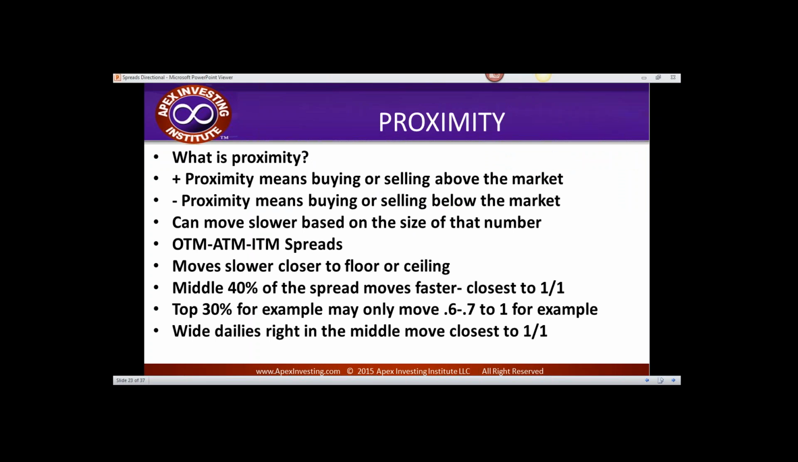All right, so spreads can move slower based on the size of that number. That's what we call out of the money, at the money, or in the money spreads. There's different spreads. They move slower when they get closer to the floor or ceiling.